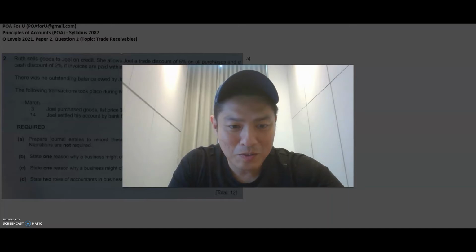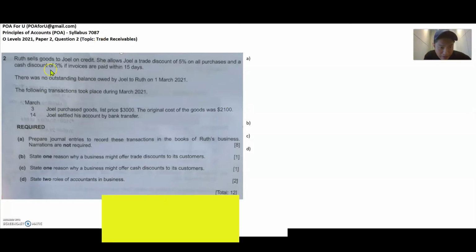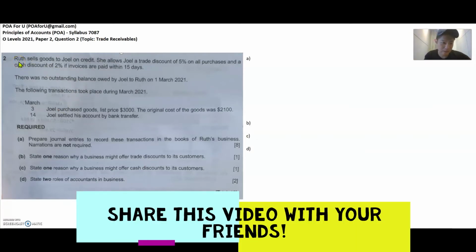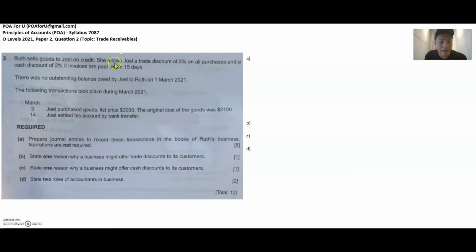All right, so what's happening in this paper? This question is about trade receivables, and let's look at the background of this. Ruth sells goods to Joel on credit, and that's very important because only credit customers will result in trade receivables. Cash customers will not crystallize any trade receivables in any of the transactions. And she allows Joel trade discounts of 5%, and a cash discount of 2% if invoices are paid within 15 days.